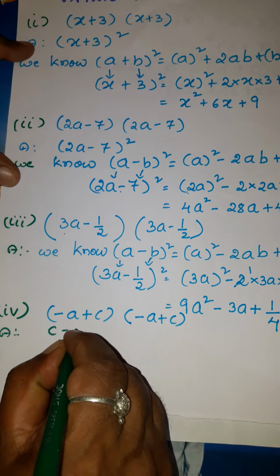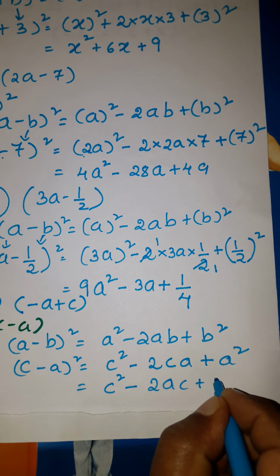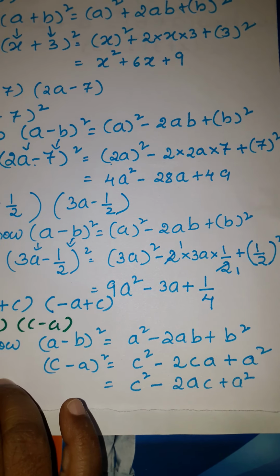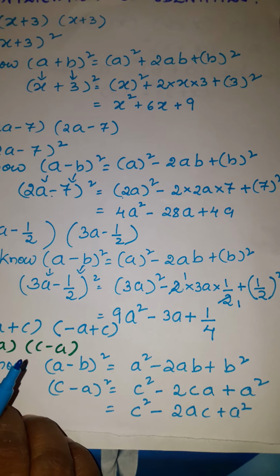So you know the formula: a minus b whole square is equal to a square minus 2ab plus b square. Therefore c minus a whole square is equal to c square minus 2 into first term is c, second term is a, plus in the place of b we have a square. Write once again: c square minus 2ac plus a square. We have to see that the terms are written so that we are in a position to apply the identity.